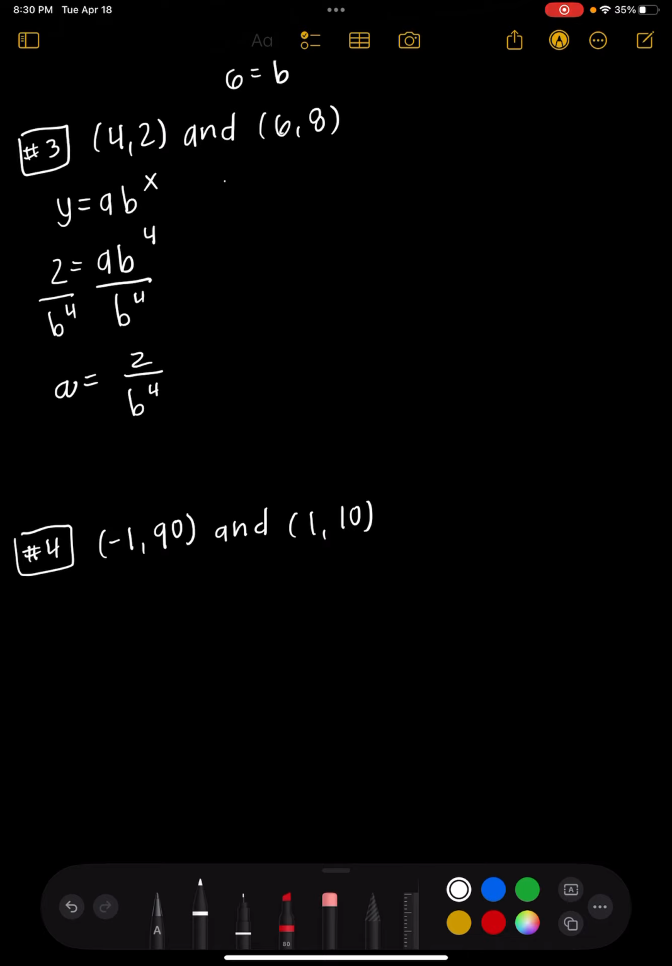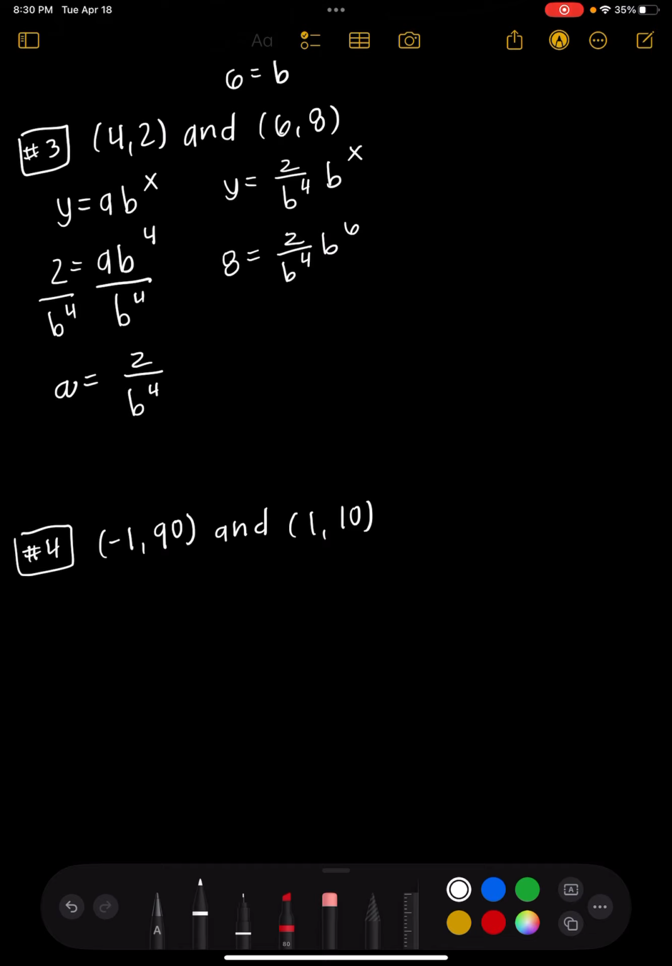So I'm going to rewrite the equation, but instead of saying a, I'm going to say 2 divided by b to the 4th, because that's what I just decided the a was. And then times b to the x. Now, like in what we did for the table examples, we're going to replace the x and the y with the second point, which is 6 comma 8. So I'm going to have 8 is equal to 2 over b to the 4th times b to the 6th.